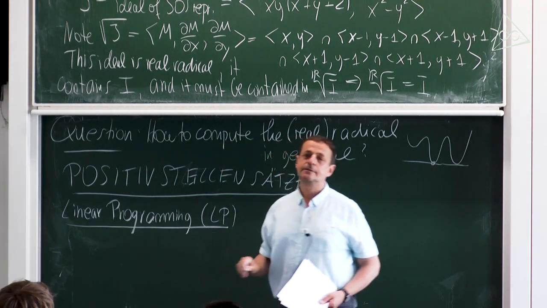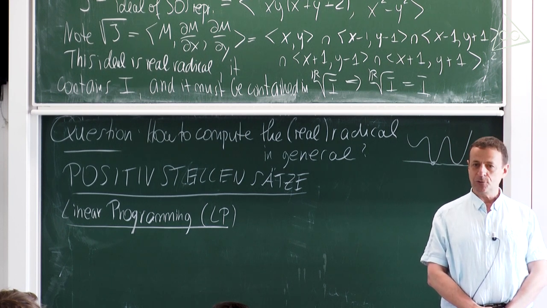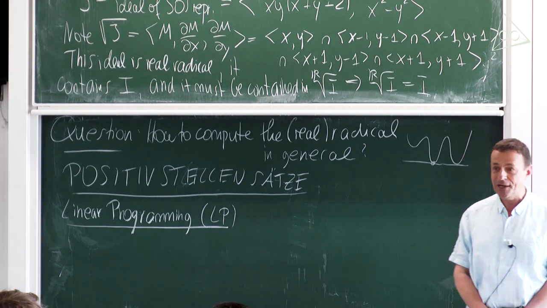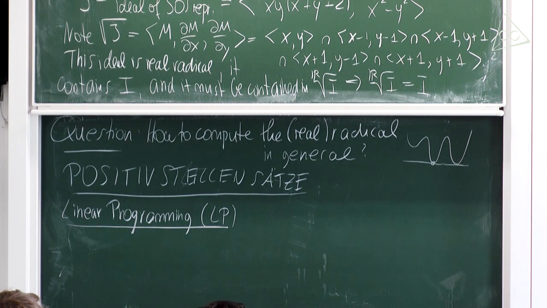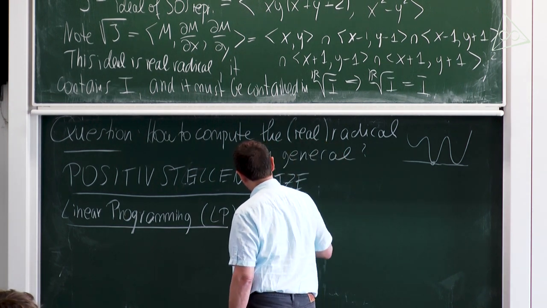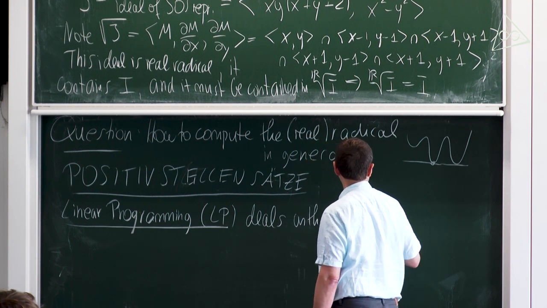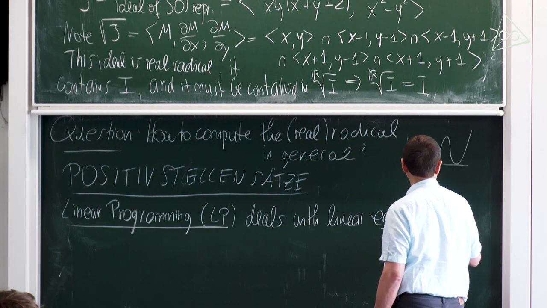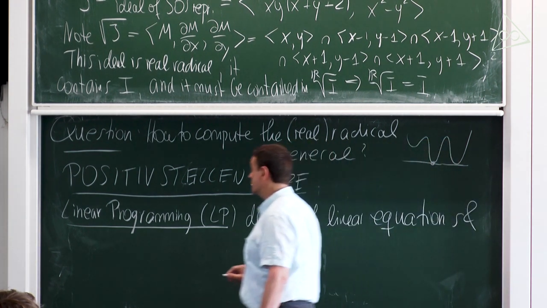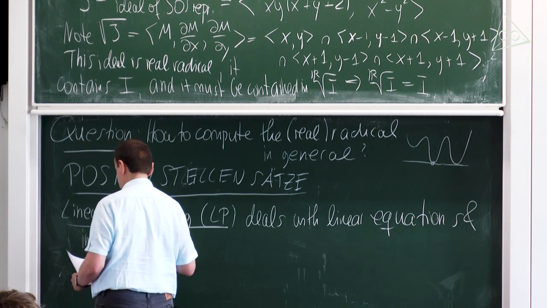So linear programming is the mother of all optimization problems, well familiar to Diplom students in Wirtschaftsmathematik at Uni Leipzig, so everybody knows about linear programming being very, very important for optimization. So let's briefly talk about linear programming duality. So what's linear programming? Linear programming deals, at its most basic level, with systems of linear equations and inequalities. Linear equations and linear inequalities.